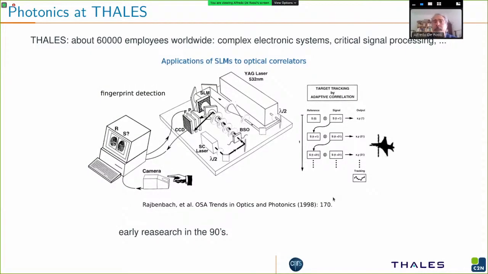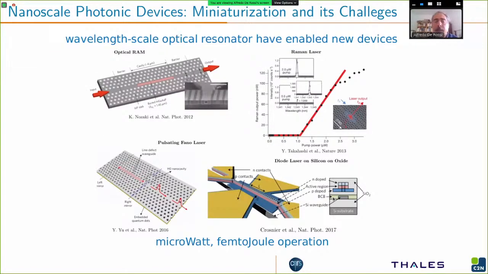I'm from Thales, and Thales, whom you may not know, is a company mainly focused on electronics and optics. Optics, because we actually have a long history of investigating how to use optics for processing signals more efficiently than with electronics. These are studies dating back to the 90s. What I'm showing is the use of optical correlation for a typical application. That was long ago. And now one of the topics we are interested in is the miniaturization of photonic devices.